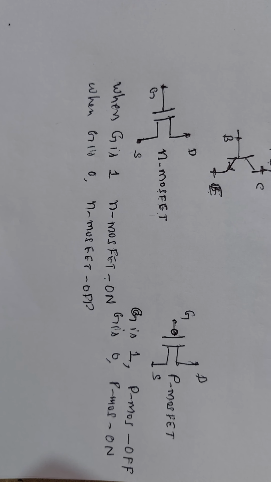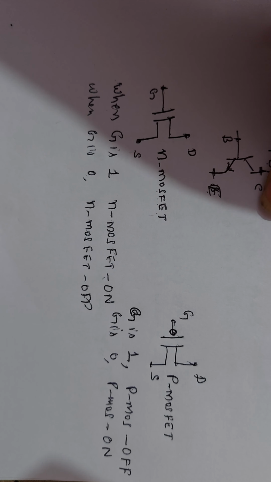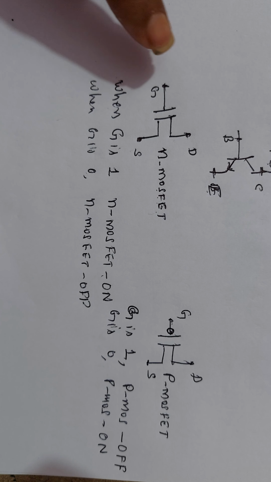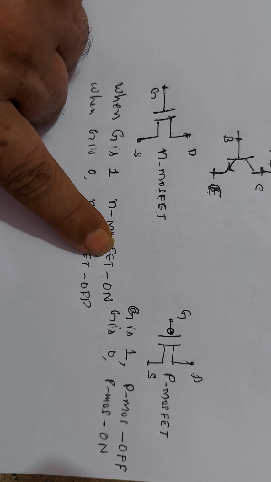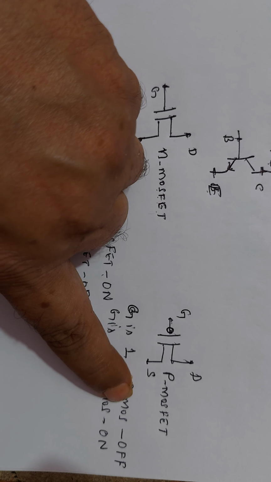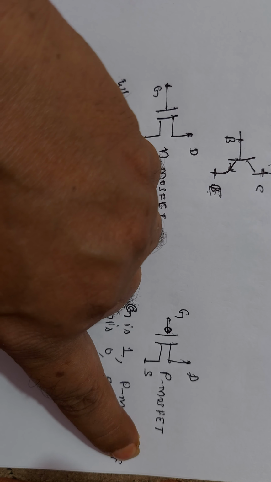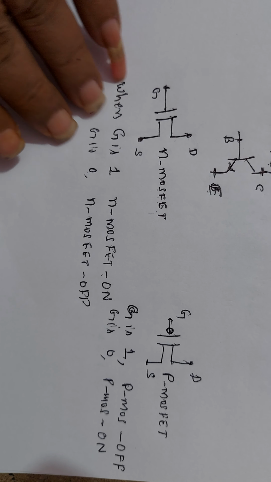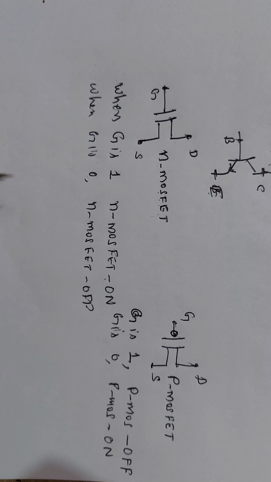So you have to remember this for the construction of NOR and NAND gate using metal oxide semiconducting field effect transistor, that is using MOSFET. You have to remember these two. In N-channel, when gate is positive, the transistor is on. In P-channel, when gate is positive, the transistor goes to off. Now we will discuss how the NOR gate and NAND gate are constructed using CMOS.